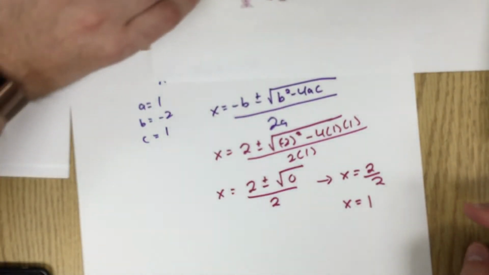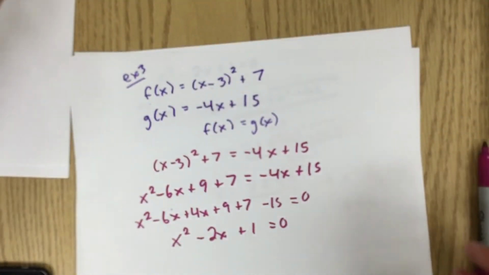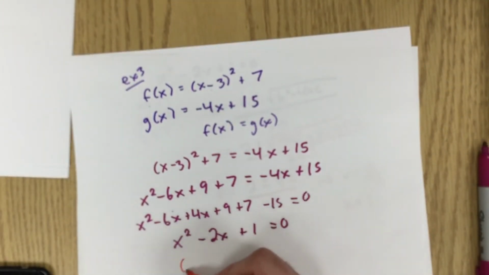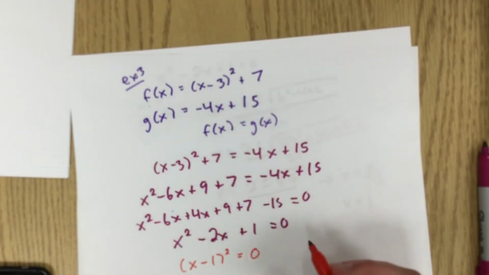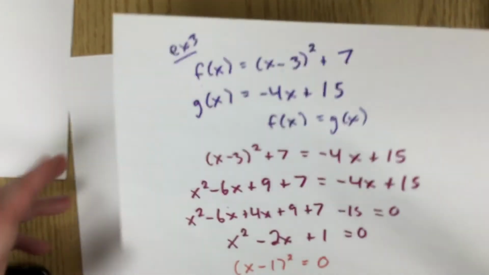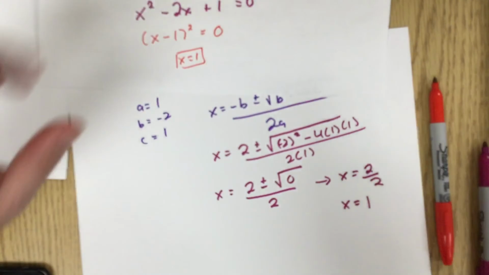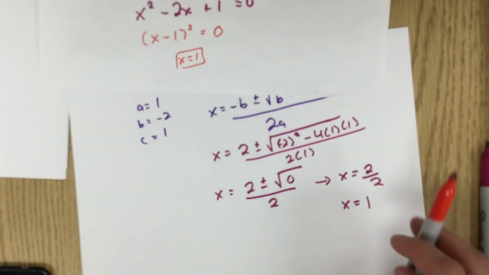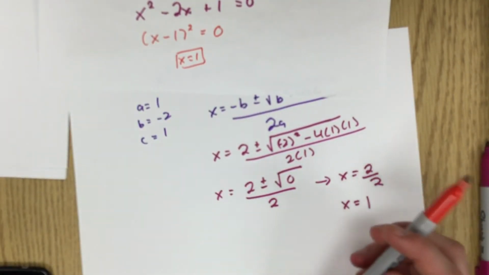Now we actually could have figured that out another way. If we go back to this one over here, we could have said that this factors into x minus 1 squared equals 0, which means that x equals 1 is also the only solution. But notice there's only one solution here, right? So we need to figure out the actual solution.